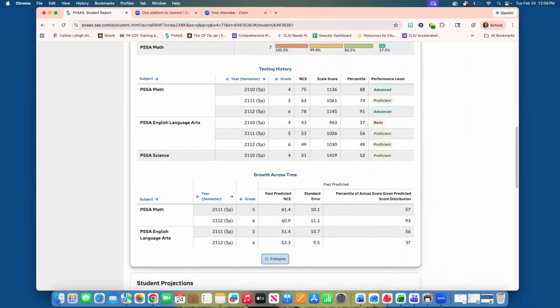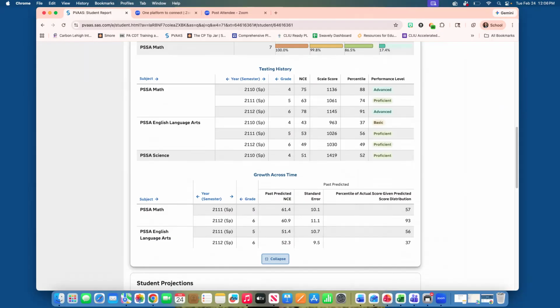So this data can be used for intervention planning, enrichment planning, course placement decisions, and resource allocation. And again, the projection reports show probabilities and help guide instructional decisions so teachers and teams can plan proactively.